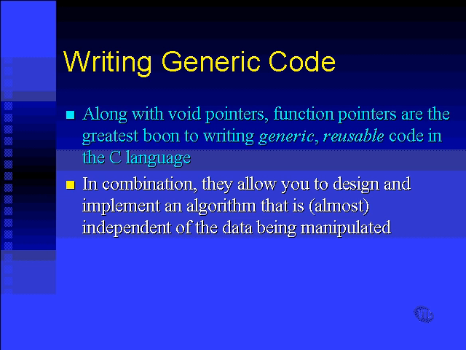You can design and implement an algorithm. You can always design an algorithm that's independent of the data being manipulated, but void pointers and function pointers allow you to implement that algorithm. In other words, they allow you to write that using the language of C. Now, what do I mean by independent of the data being manipulated?